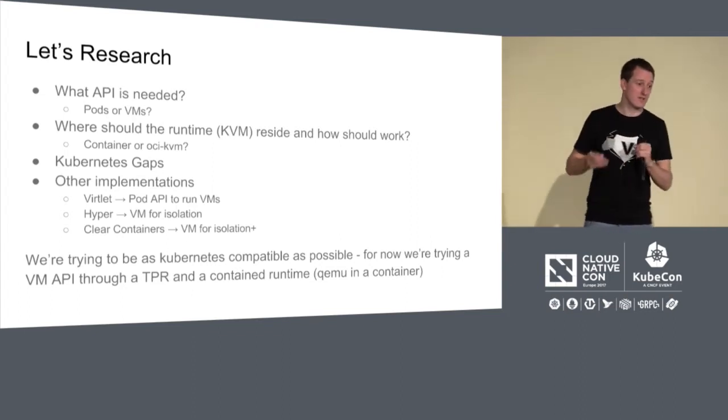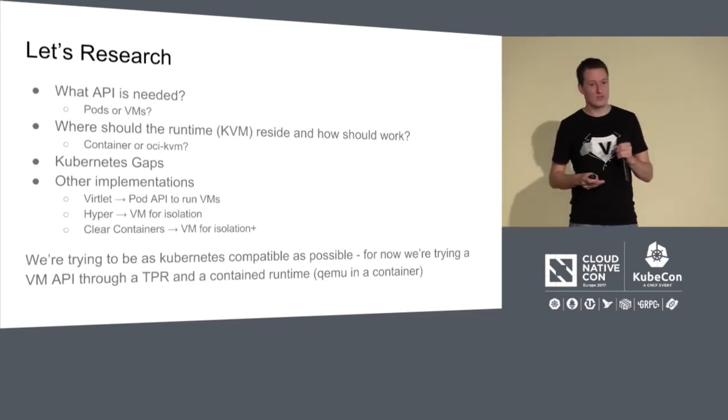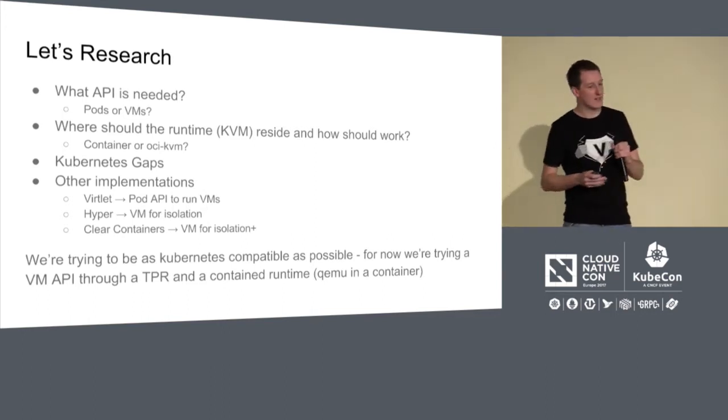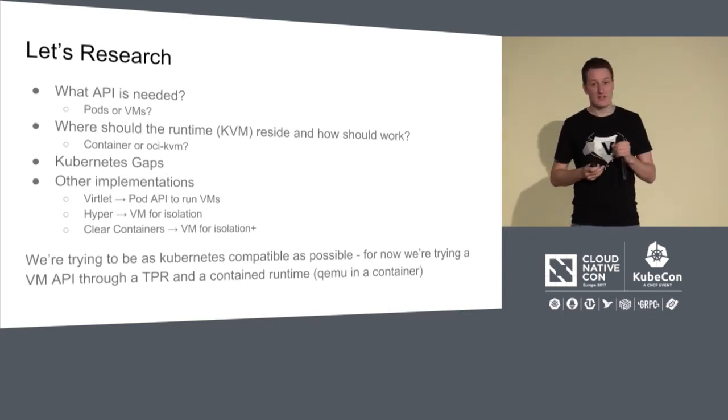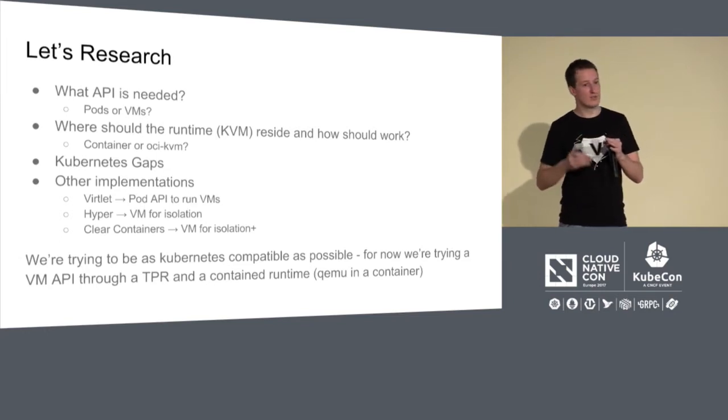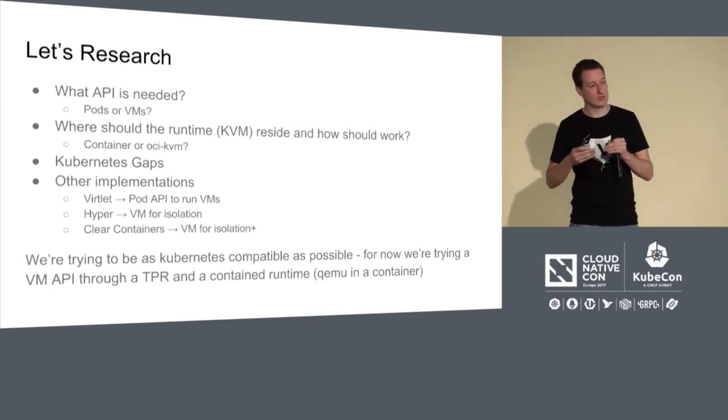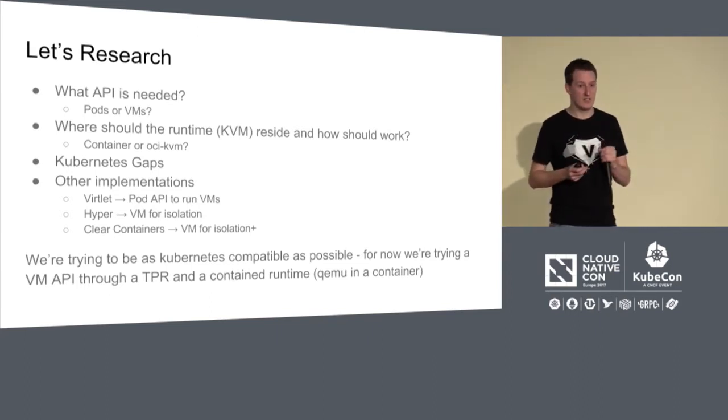In the end, we saw that the existing approaches I laid out, Virtlet, focused a bit on the pod API and how to run VMs there. Hyper also used VMs for transparent isolation, like Clear Containers, so we didn't have direct access to the VMs. Because those approaches were looking into a more transparent approach, we decided to try to create a specific API for a VM to express all our needs.